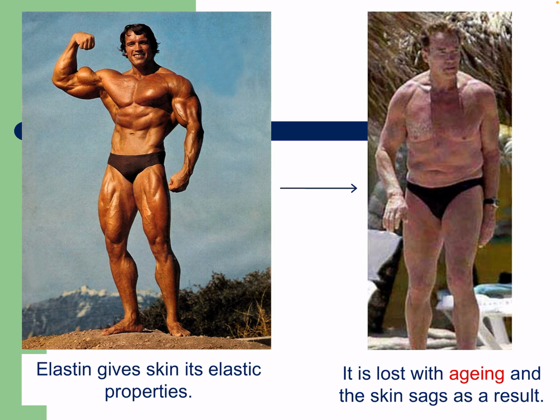An example of this, not to throw any shade at Arnold, is how elastin gives your skin its elastic properties, but our elastin proteins degrade with age. So we can see that it's lost with aging and skin can sag as a result, unfortunately.